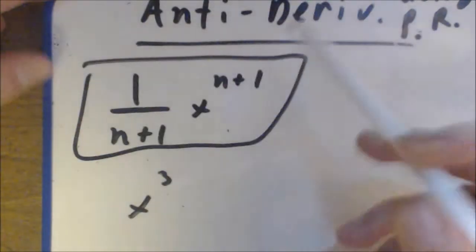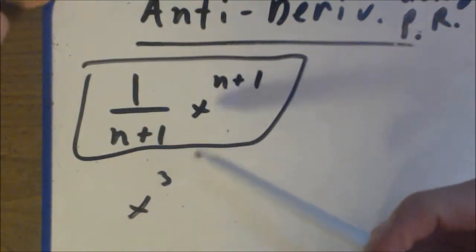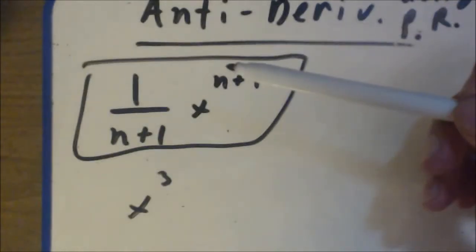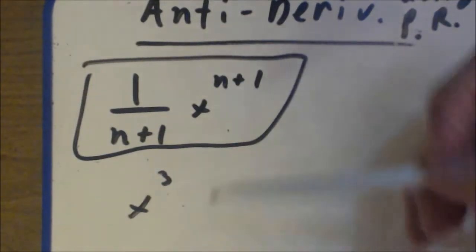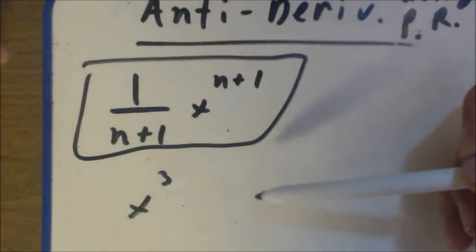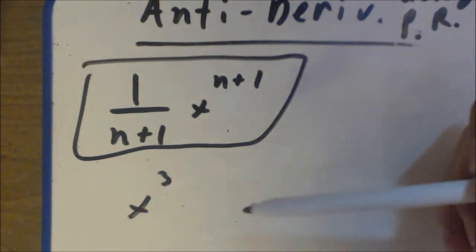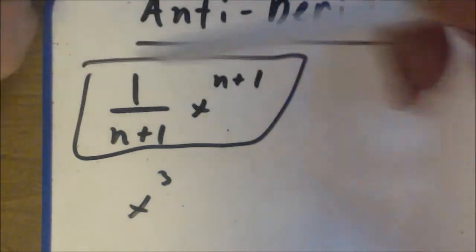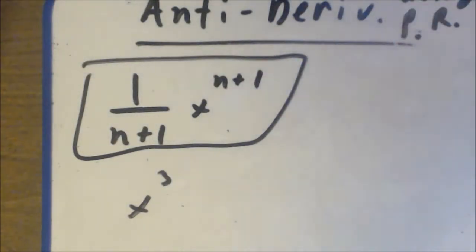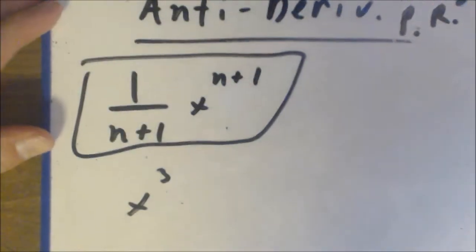Alright, so the power rule here states that it's basically the opposite of the derivative power rule. When you take the antiderivative of something, to check your answer, you can take the derivative of that, and it should take you back to your original answer. So I can show you real quick.